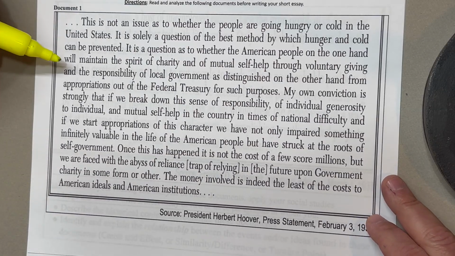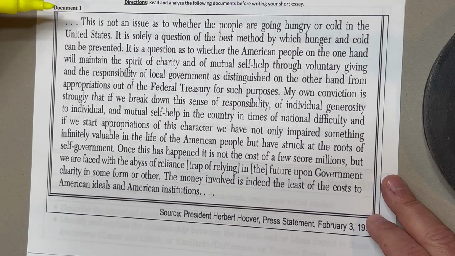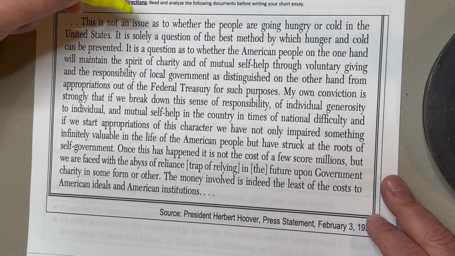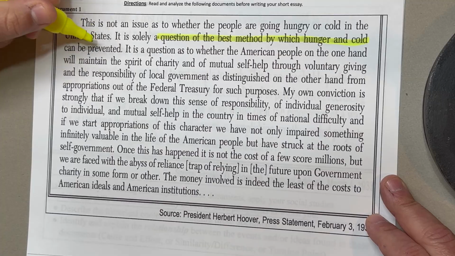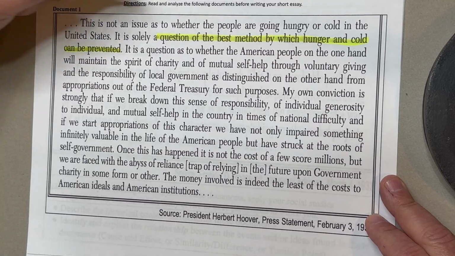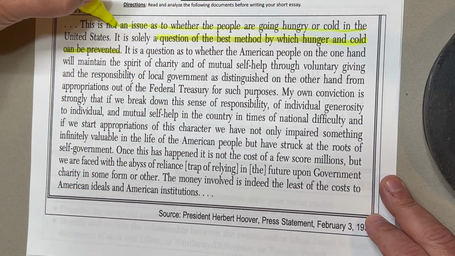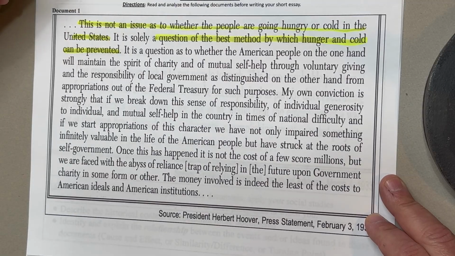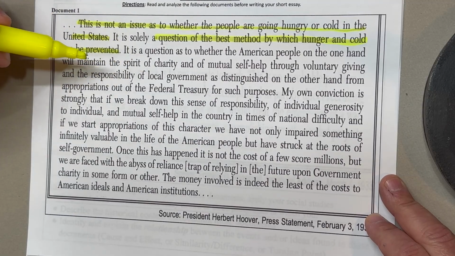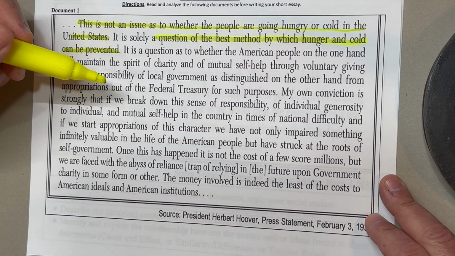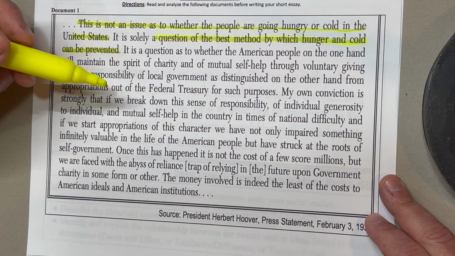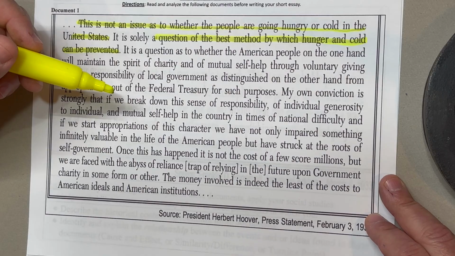So as we're looking here, you're going to see me close read really quickly. It says this is not an issue as to whether the people are going hungry or cold. It's solely a question as to the best method by which hunger and cold can be prevented. I'm going to want to use parts of this when I get to the essay. It's a question as to whether the American people on one hand will maintain the spirit of charity and mutual self-help through voluntary giving, and the responsibility of local government as distinguished, on the other hand, from appropriations out of the federal treasury for such purposes.